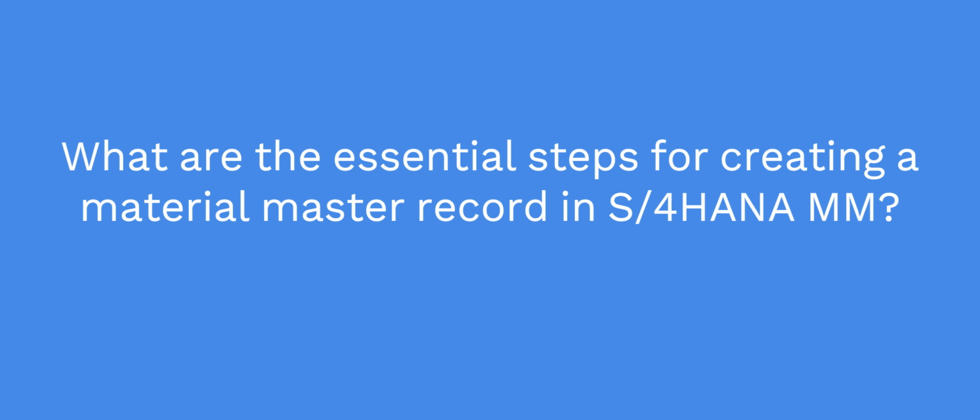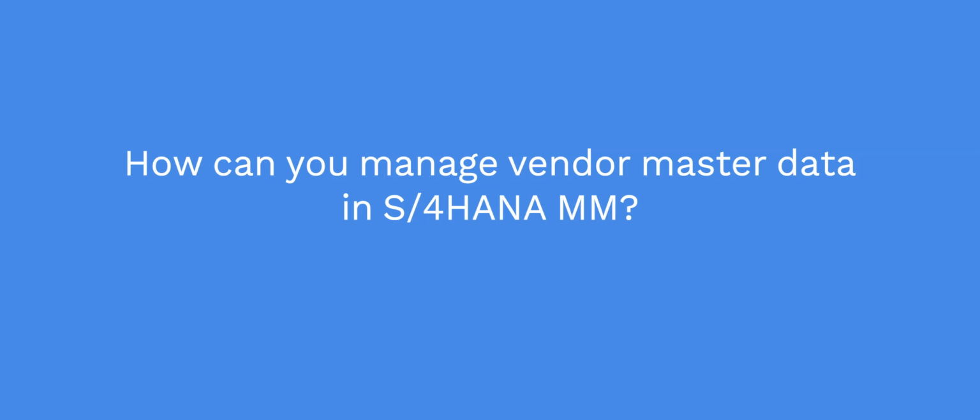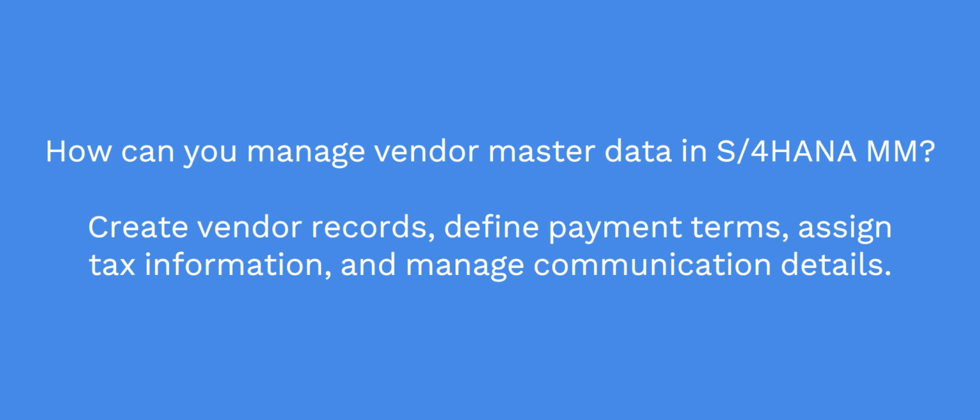What are the essential steps for creating a material master record in S/4HANA MM? Define basic information, e.g., description, unit of measure, assign purchasing and inventory data, and configure valuation and accounting details. How can you manage vendor master data in S/4HANA MM? Create vendor records, define payment terms, assign tax information, and manage communication details.